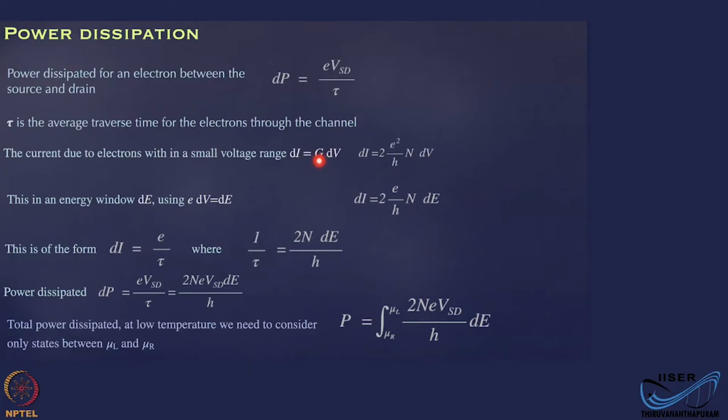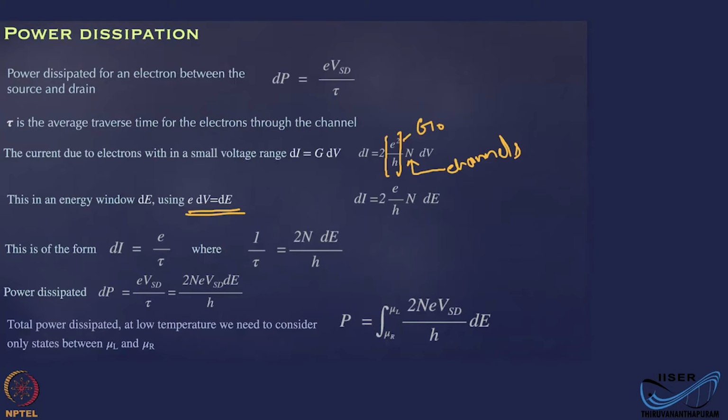So the current is the conductance times voltage, that is 2e square by h into N. This is the conductance. Okay, this is G, the conductance: the conductance quantum times the number of channels. Okay, so the current is dI equals 2e square by h into N into dV. Now, assume that this voltage dV corresponds to an energy window dE. So that is e into dV is dE, the energy window. Okay, so we can rewrite the dI as 2e by h N into dE, where e into dV is dE.